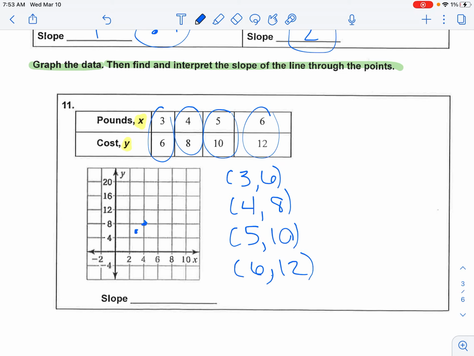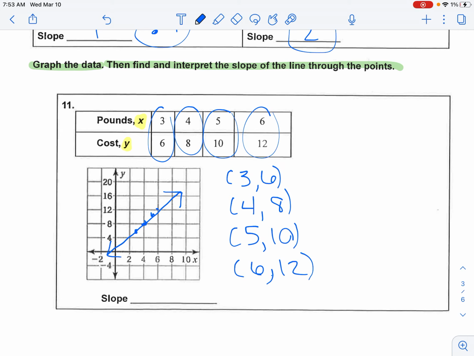5, 10. So 5 is halfway between 4 and 6, and 10 is halfway between 8 and 12. So I've got a point right here. And 6 on the x and 12 on the y. Okay, I'm going to go back and read the directions again. Graph the data, then find and interpret the slope of the line. Okay, so I haven't drawn my line yet, so now I'm going to very carefully connect my points.